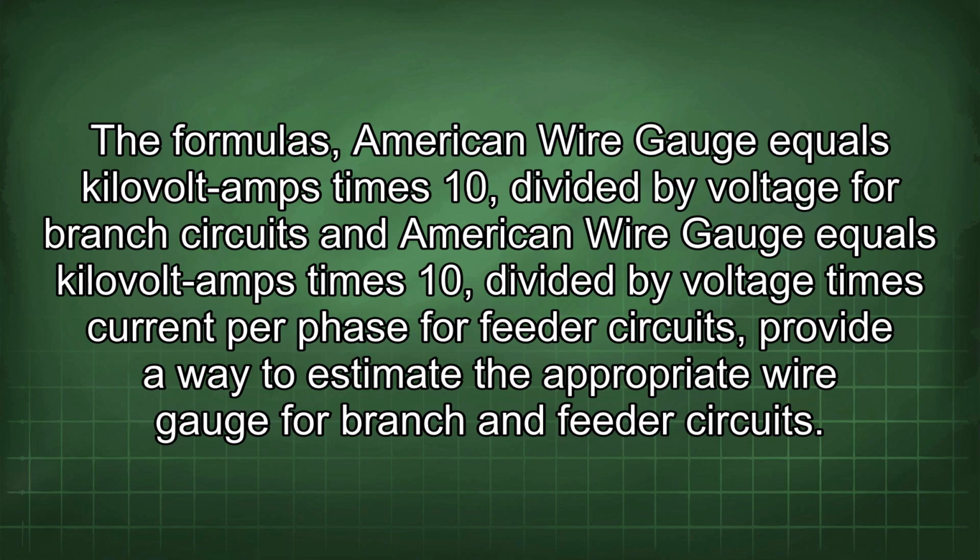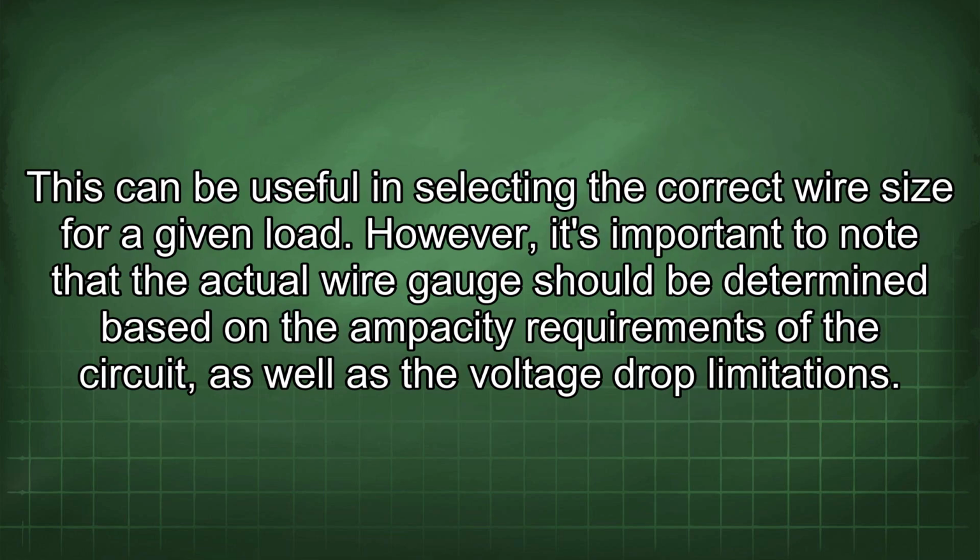The formulas American wire gauge equals kilovolt amps times 10 divided by voltage for branch circuits, and American wire gauge equals kilovolt amps times 10 divided by voltage times current per phase for feeder circuits provide a way to estimate the appropriate wire gauge for branch and feeder circuits. This can be useful in selecting the correct wire size for a given load.